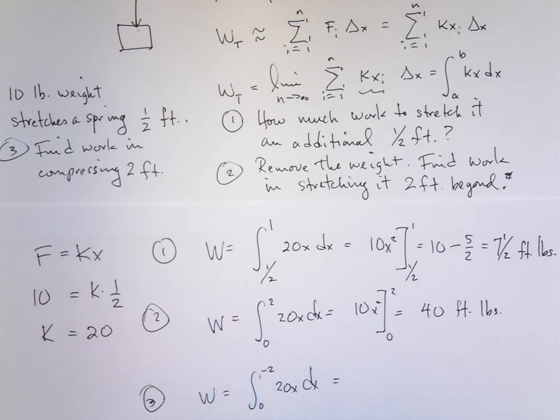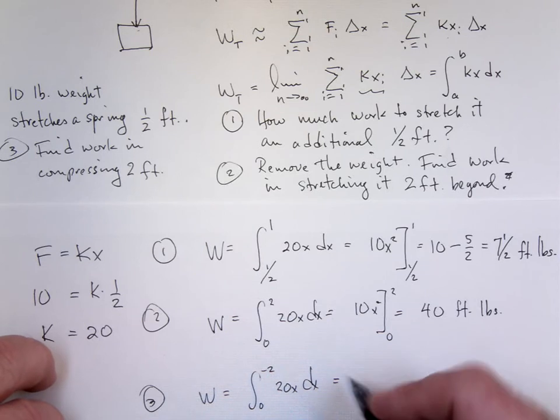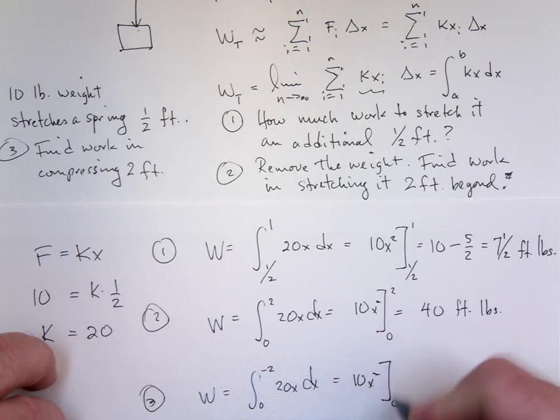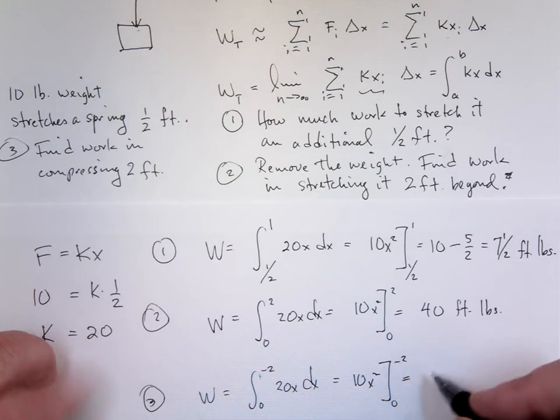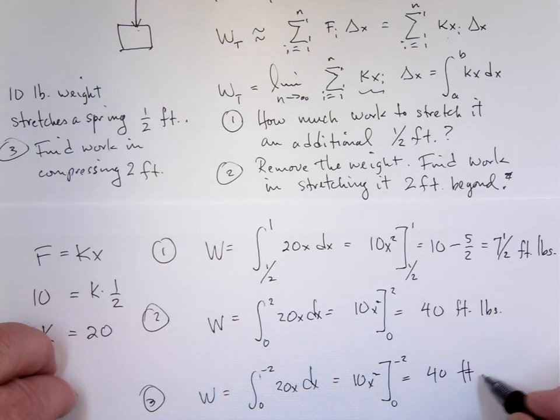Yeah, well, let's see what happens here. This is kind of interesting. 20x squared over 2, you get 10x squared again, from 0 to negative 2. You're still going to get 40. You're still going to get 40 minus 0. You still get 40 foot-pounds of work, because of the square. Yeah, that's right.